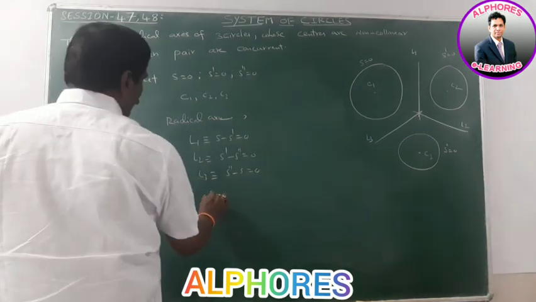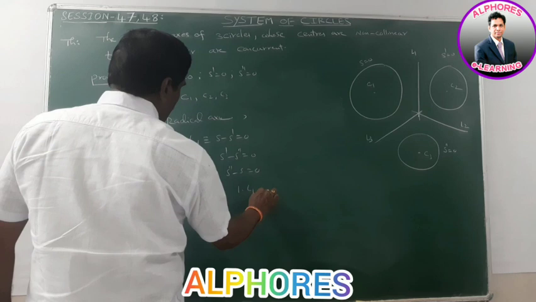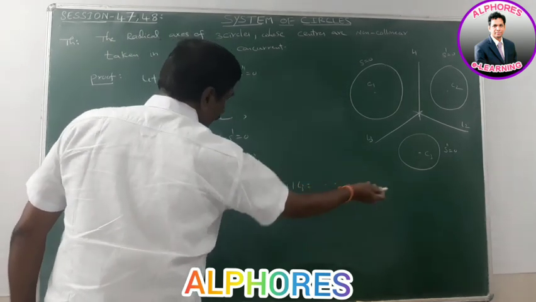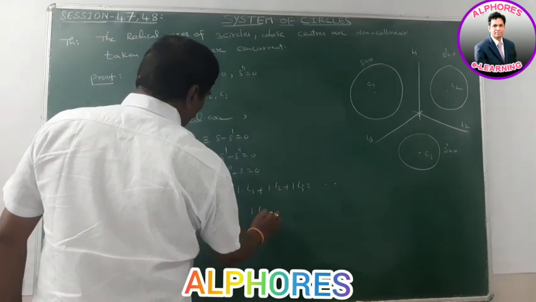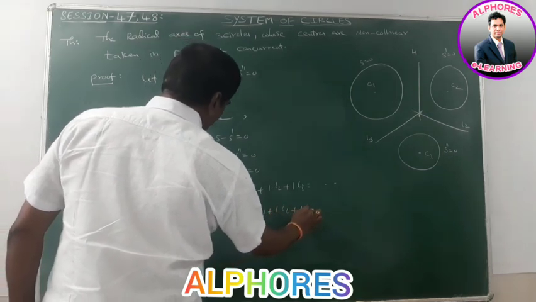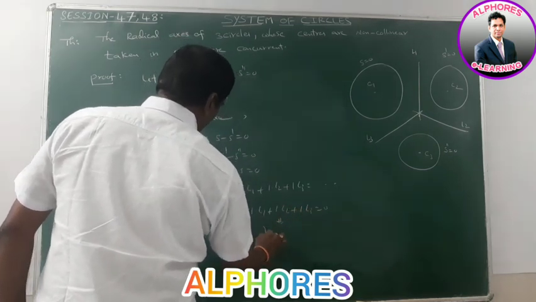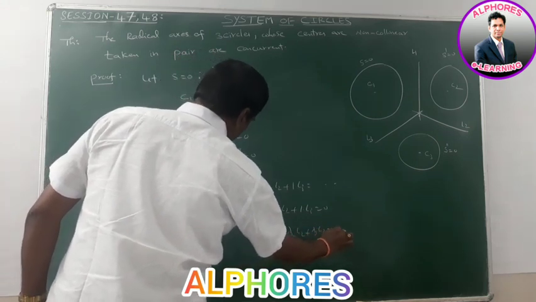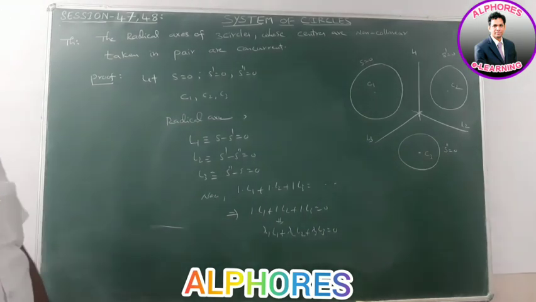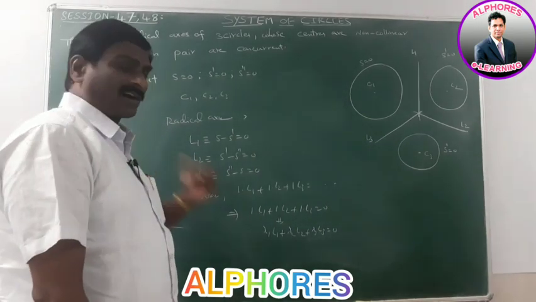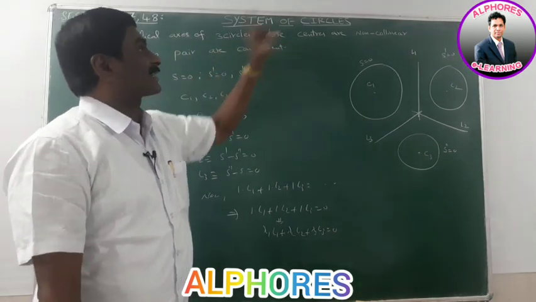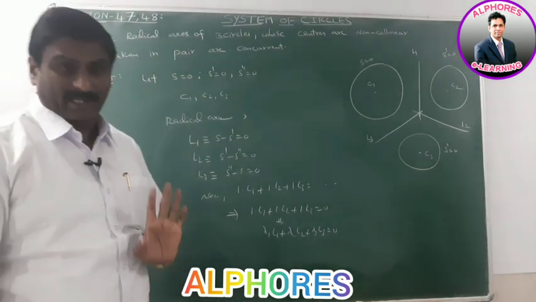Now 1 into L1 plus 1 into L2 plus 1 into L3 is equal to, write these values, all values are cancelled, that implies 1 into L1 plus 1 into L2 plus 1 into L3 is equal to 0. It is in the form of lambda 1 L1 plus lambda 2 L2 plus lambda 3 L3 is equal to 0. Therefore, the three lines L1, L2, L3 are concurrent. That means the radical axes of three circles whose centers are non-collinear, taken in pairs, are concurrent.